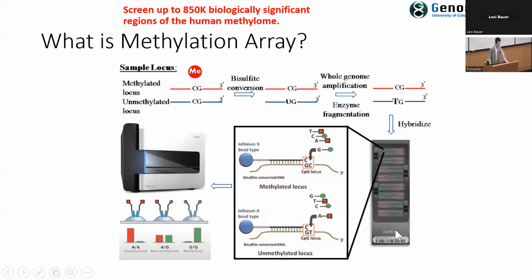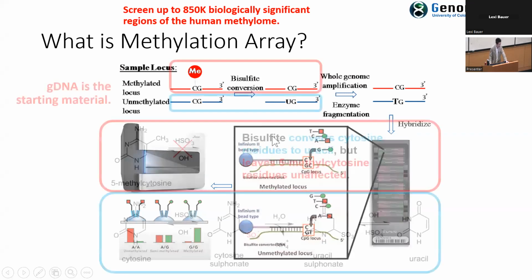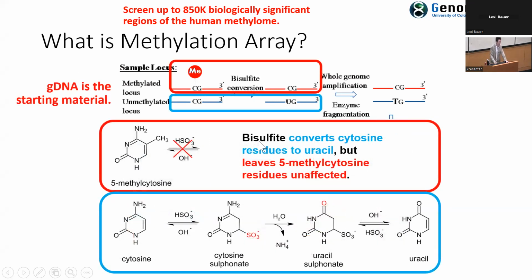That's what a methylation array looks like. And this allows you to actually screen up to 850,000 biologically significant regions of the human methylome. Again, I'll go over that a little bit later. But what does it all start with? Well, it starts with you providing us with genomic DNA as the starting material.